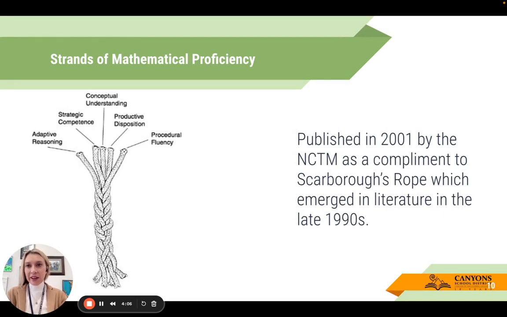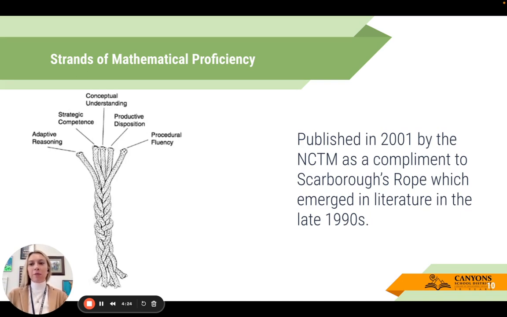So let's jump into it. Our strands of mathematical proficiency. This was something that, I'm going to be honest, I stumbled upon by accident through some research I was doing a couple of years ago for a different purpose. And I was really excited because I thought, oh my gosh, we came up with one for math.